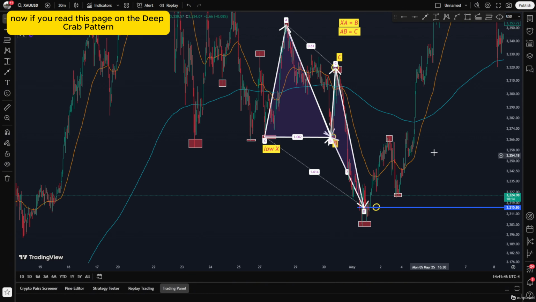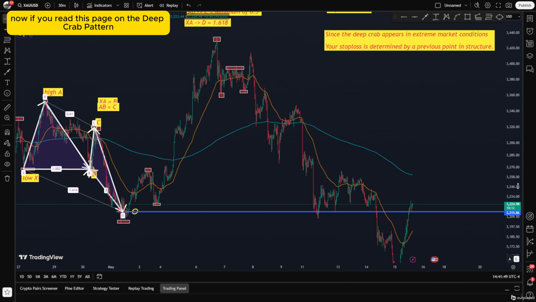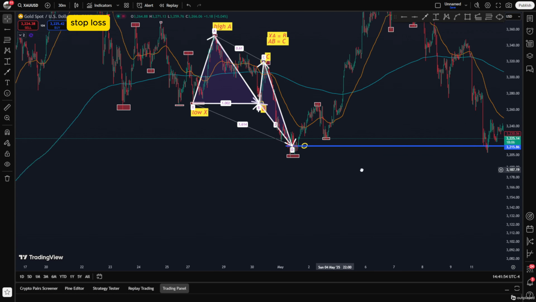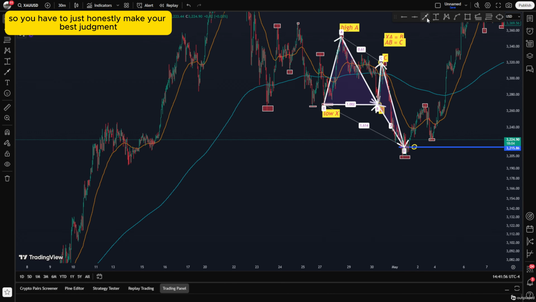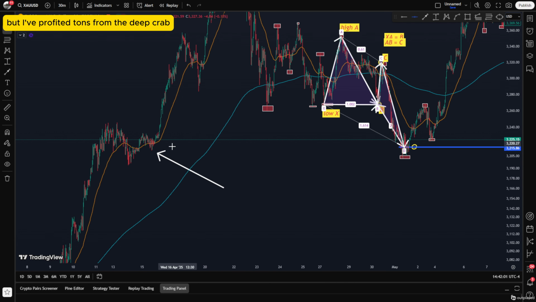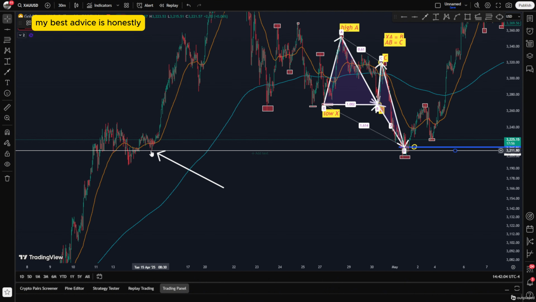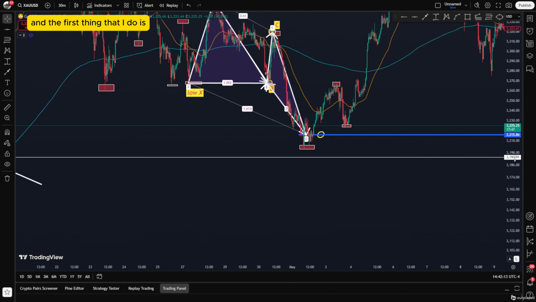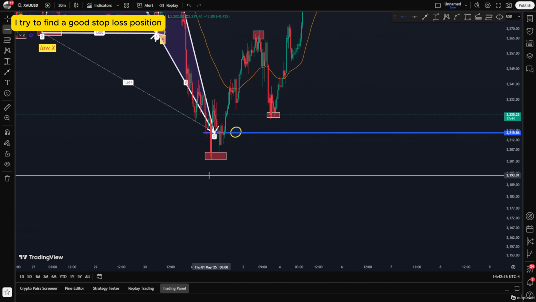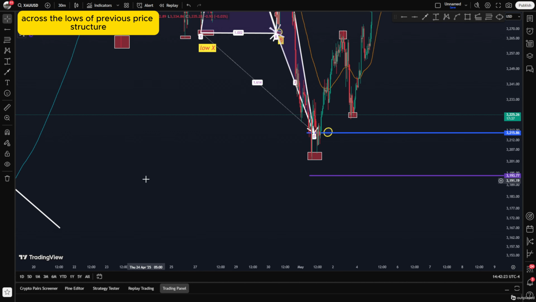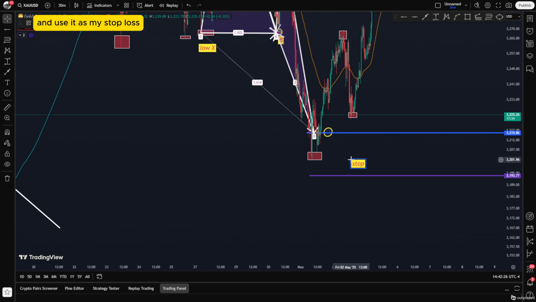Now, if you read this page on the deep crab pattern in the framework, you would understand that the deep crab has no stop loss. So you have to just honestly make your best judgment. It sounds harsh, but I've profited tons from the deep crab. My best advice is honestly looking back in time at previous market price history. And the first thing that I do is I try to find a good stop loss position. I'll mark a line across the lows of previous price structure and use it as my stop loss.